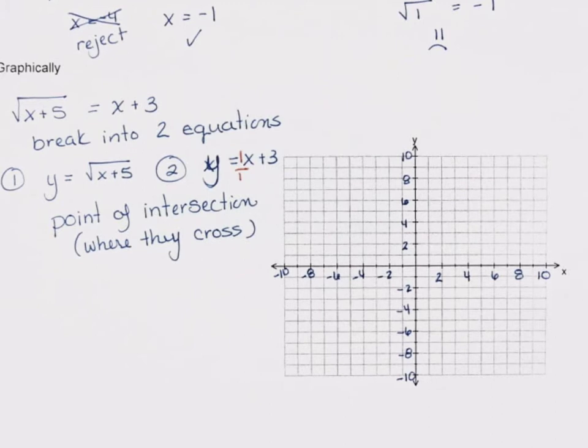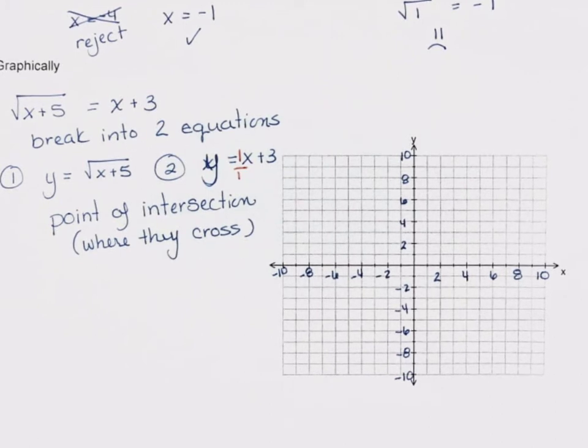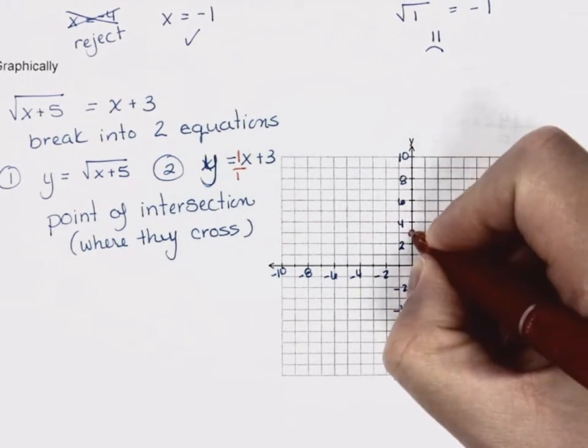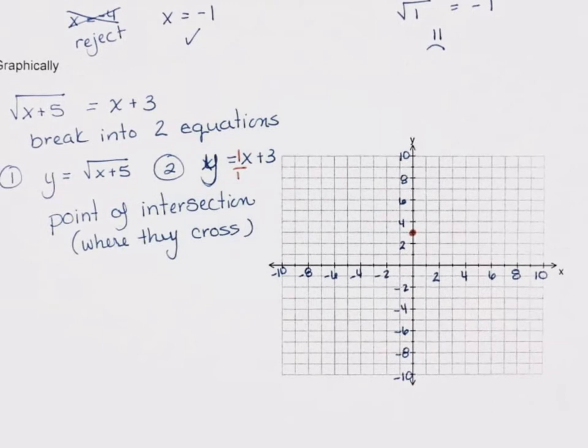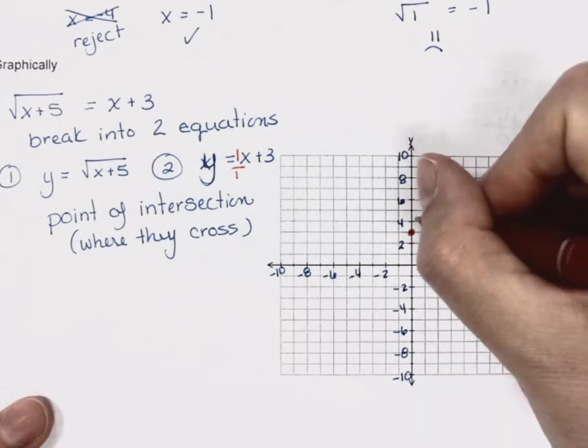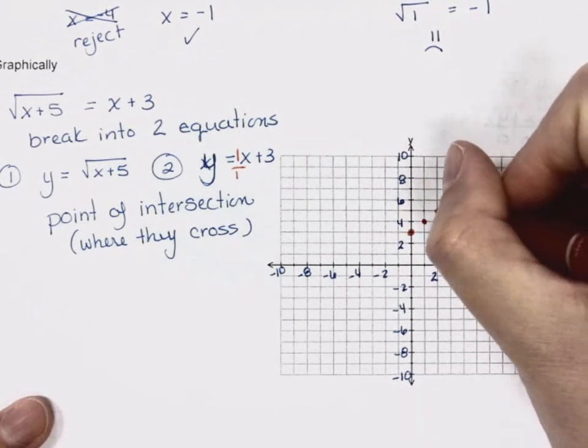Guys, this is what my grade 10s are struggling with. They're having a hard time. Okay, so there's my y-intercept of 3, and my slope is 1 over 1. So it's up 1, over 1, up 1.